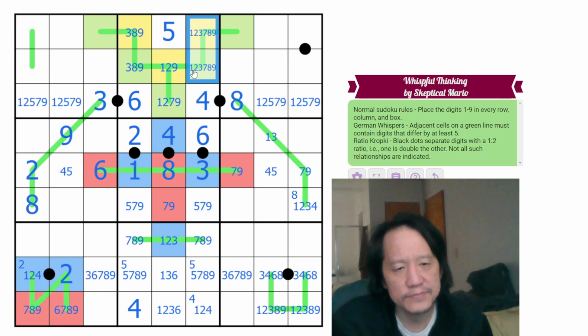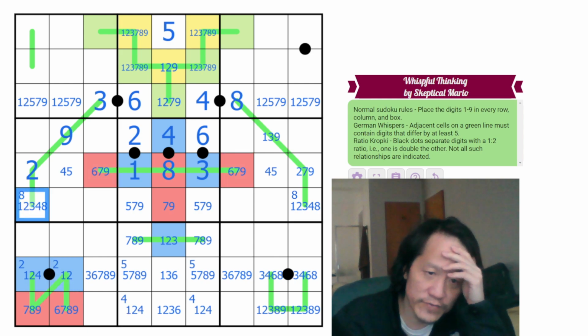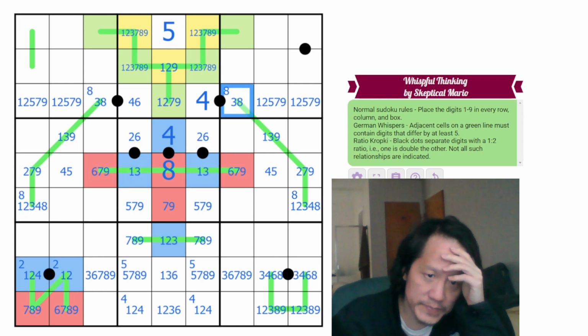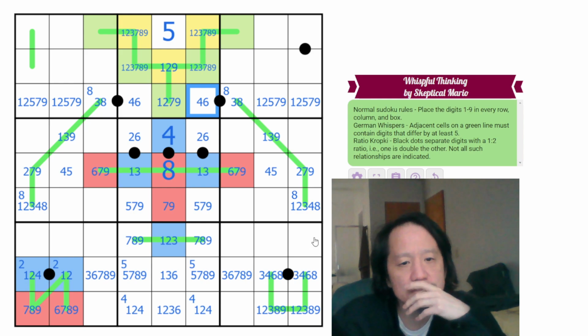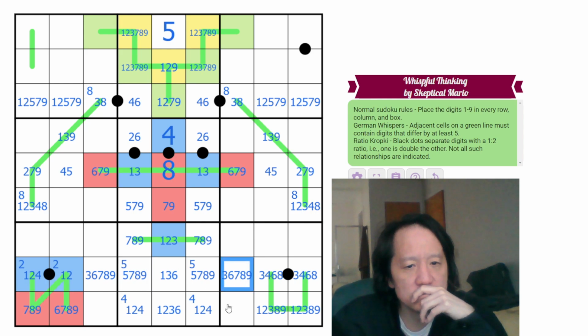I'm not sure if that gets us anywhere. One of these two is 5, but that doesn't really help us much.